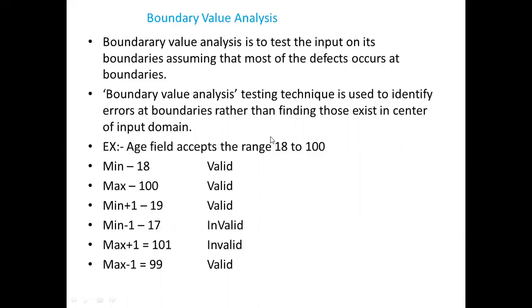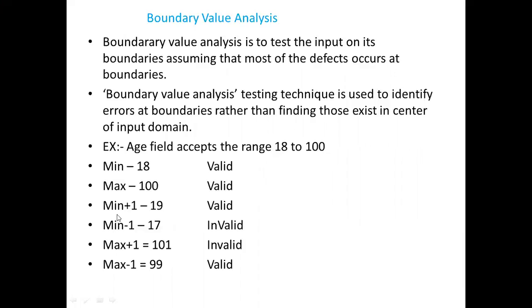So when you say 18 and 100, 18 is the minimum value that a system will accept, and 100 is the maximum value that a system accepts. That's the reason I made it minimum 18 and maximum 100. Now we have to apply plus 1 and minus 1 for the minimum and maximum.